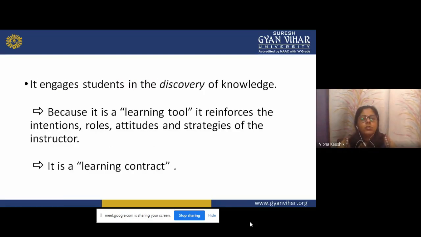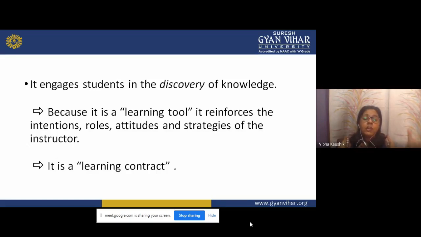Now, it engages students in the discovery of knowledge. The syllabus should be designed in such a way that every student engages in the discovery of knowledge, finding the new knowledge, the new concept related to that particular subject. Because it is a learning tool, the syllabus is designed in such a way that it should bring learning among the learners.